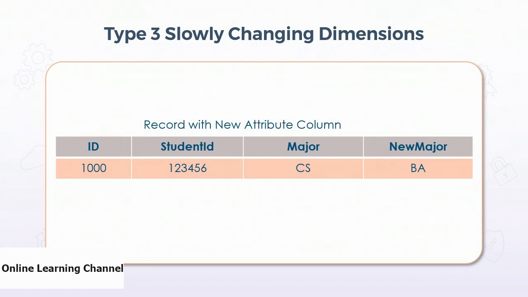Next is type 3. This is when two separate columns are used to store the current value and previous value of a slow-changing dimension. Note that we have major and new major. When the major dimension is changed, the current major value will be copied to the new major column, and the major column will be overwritten with the updated value. New records will have an empty new major field. The limitation here is that only the very last historical value is stored, and all others are lost.